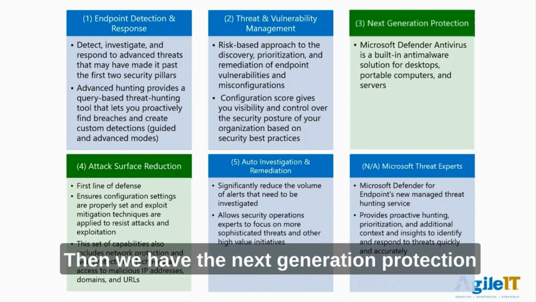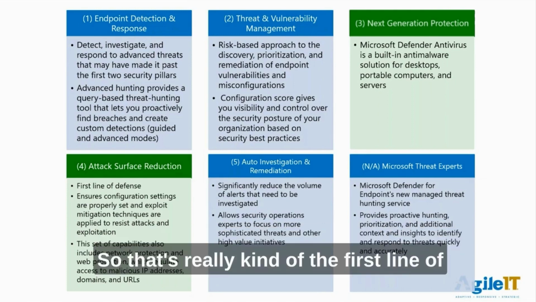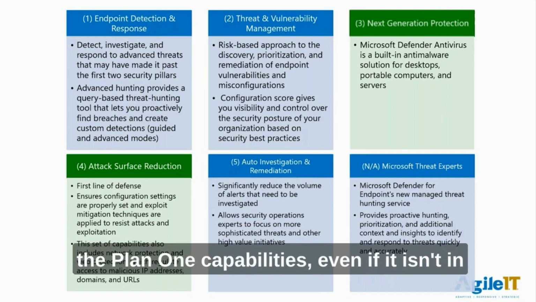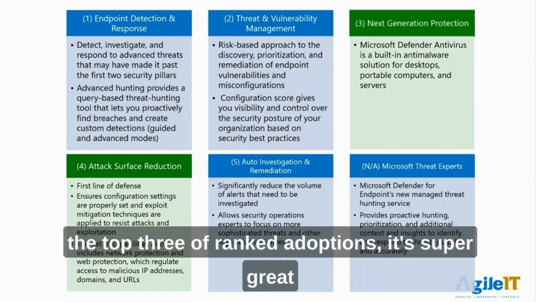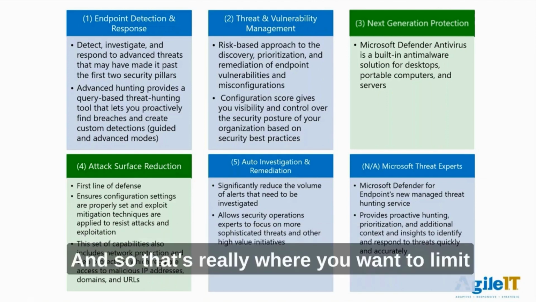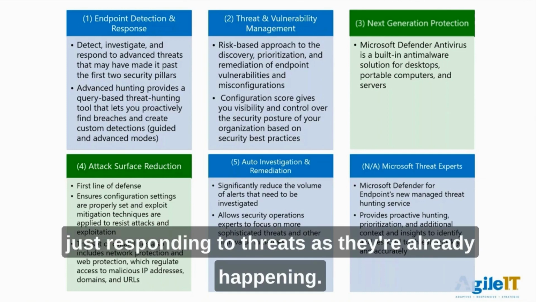Then we have the next generation protection. That's going to be the antivirus and anti-malware. And then the attack surface reduction. So that's really kind of the first line of defense, and it is nice to see that in the Plan 1 capabilities, even if it isn't in the top 3 of ranked adoptions. It's super great for getting the endpoint opportunities down and more limited, and so that's really where you want to limit the opportunities to get into your environment rather than just responding to threats as they're already happening.